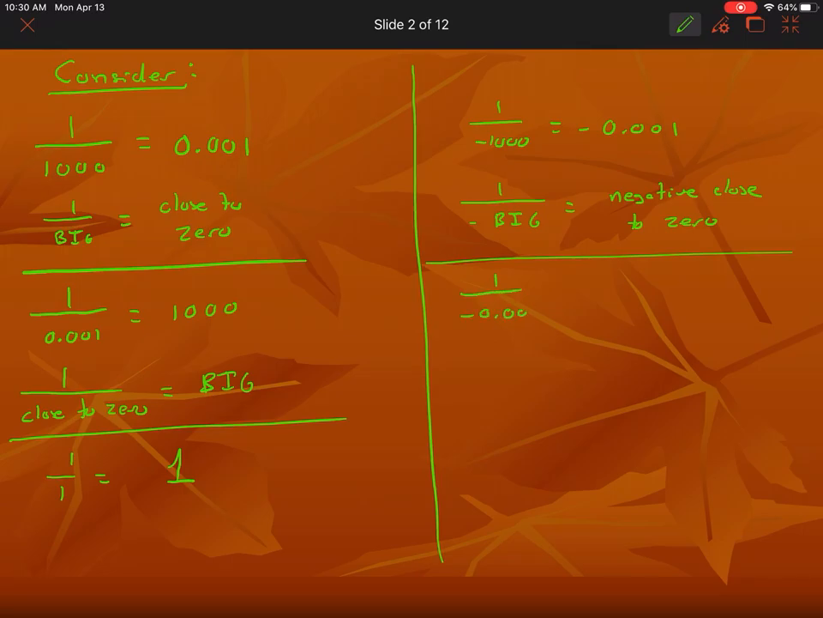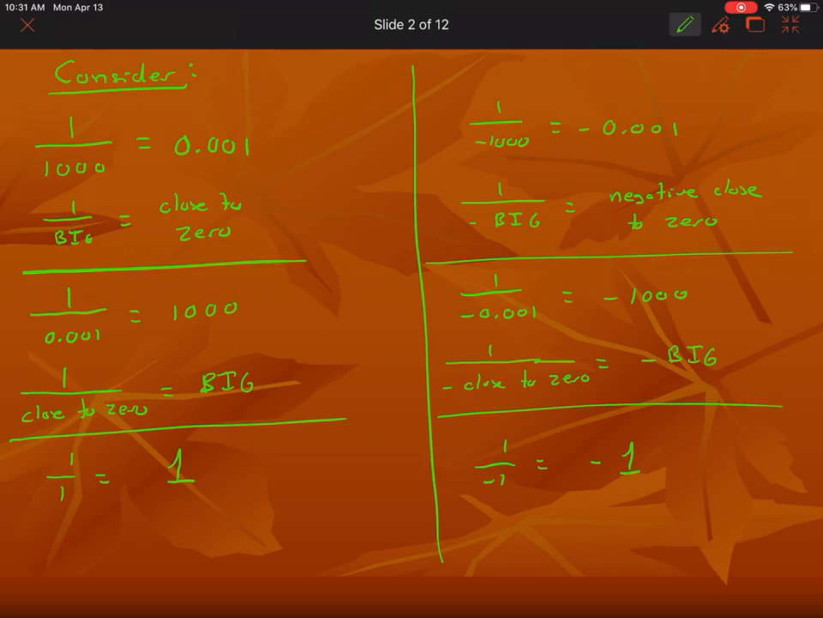Okay, how about 1 divided by negative 0.001? That's the one that some people have to type in their calculator to reassure themselves this is true. I get negative 1,000. So if I go 1 over something negative close to 0, I get a negative big answer. I hope you know what I mean by negative big. Negative far from 0. And then 1 divided by negative 1 comes out to negative 1.